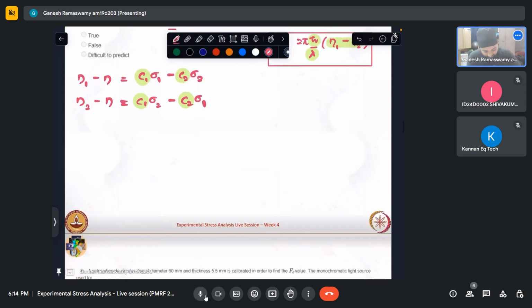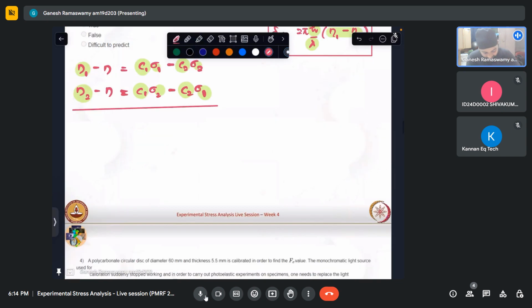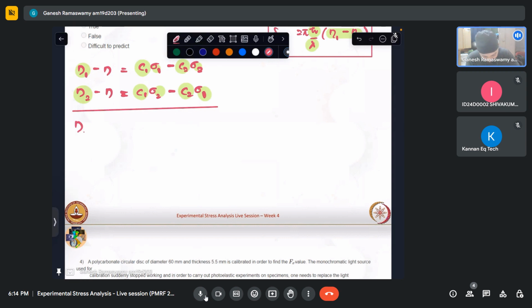So here we just have to eliminate. From this expression we can see that we have been able to relate our refractive indices to our principal stresses. So it follows that this is related to the retardation. So we can just subtract this out. I'm just subtracting both the equations, so N1 minus N2 equals C1 sigma 1 minus C2 sigma 2 minus C1 sigma 2 plus C2 sigma 1. So it follows that this cancels out.